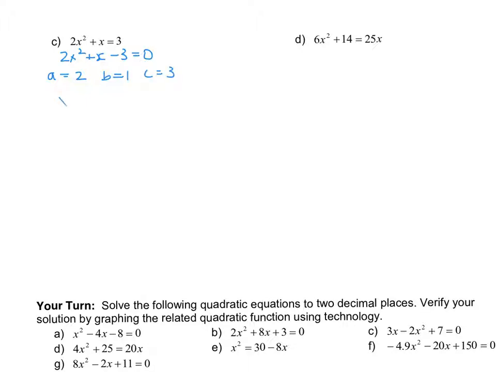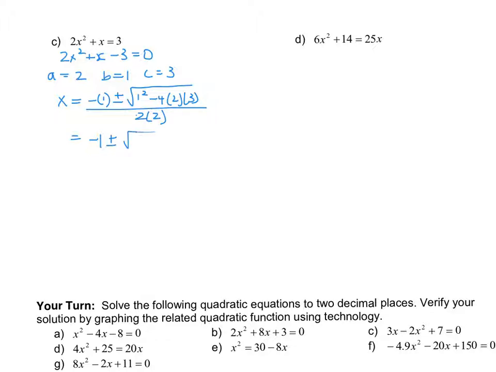And then we're going to use our quadratic formula. X equals negative b plus or minus the square root of b squared minus 4 times a times c, all divided by 2 times a. And then you do the calculation.